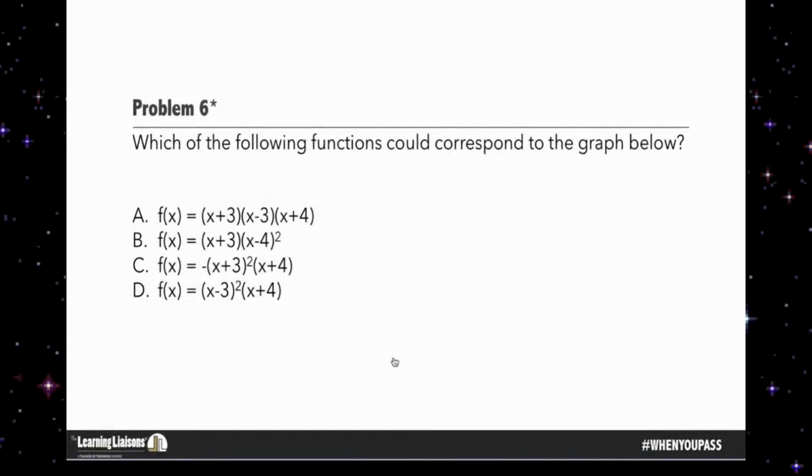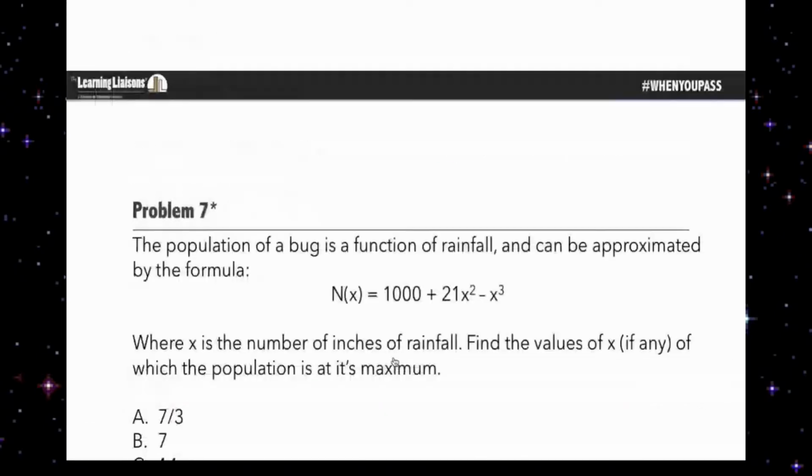All right, that one I forgot to put in the graph. Which of the following functions correspond to the graph below? There is no graph, so we're going to skip it and move on to the next problem.